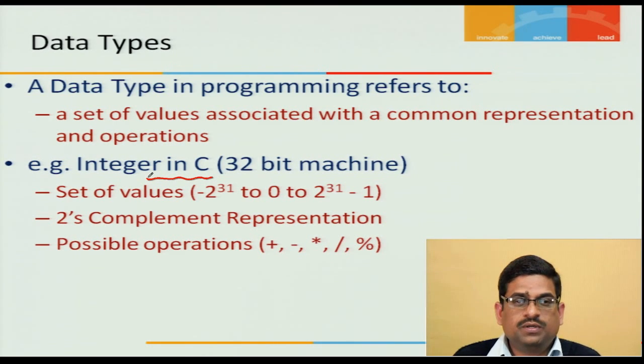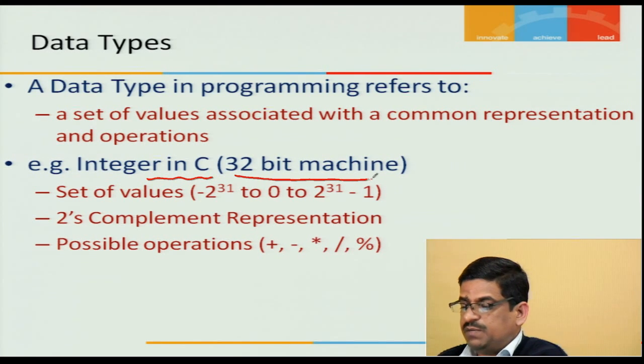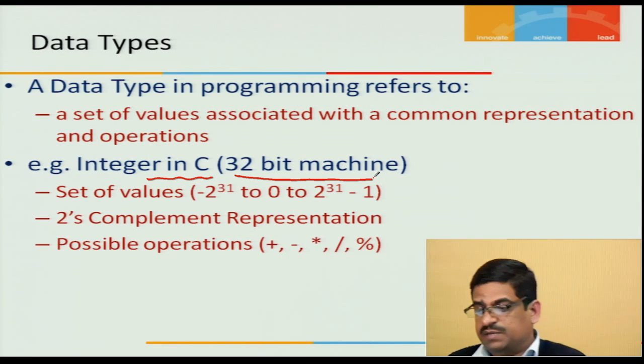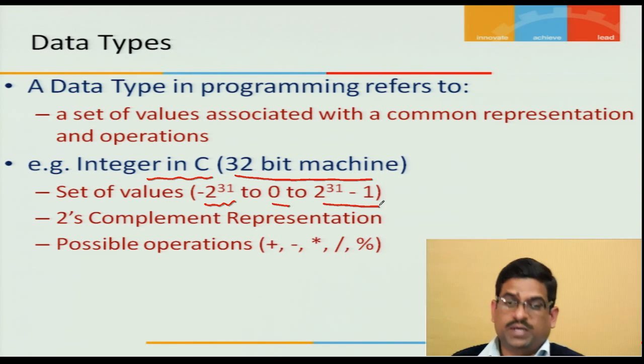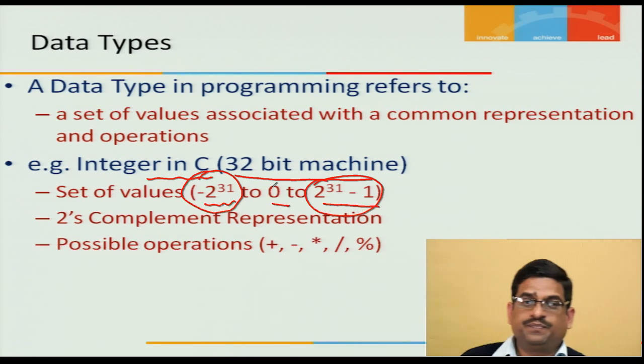What operations you can do, how you will represent the data, and what is the range of values for a given number of bits. Here, for a 32-bit machine, integer values are represented using 32 bits. What is the range of numbers using 32 bits? In 2's complement form, it is minus 2 raised to power 31 to 2 raised to power 31 minus 1. This is the maximum positive number and the maximum negative number I can get. Beyond that, overflow will be generated.